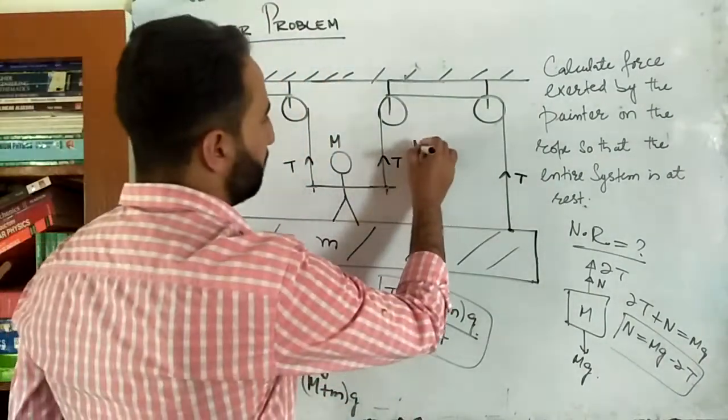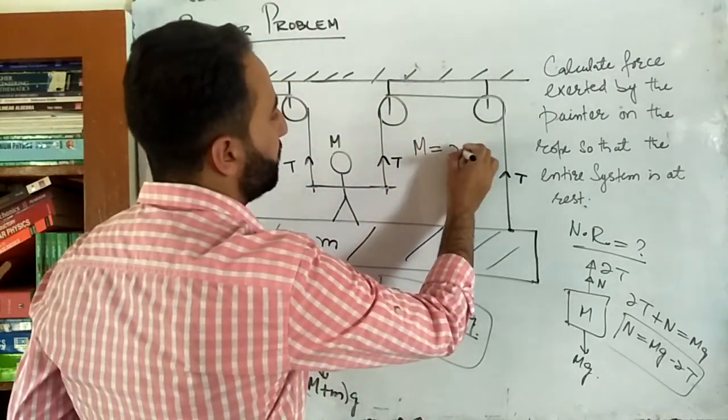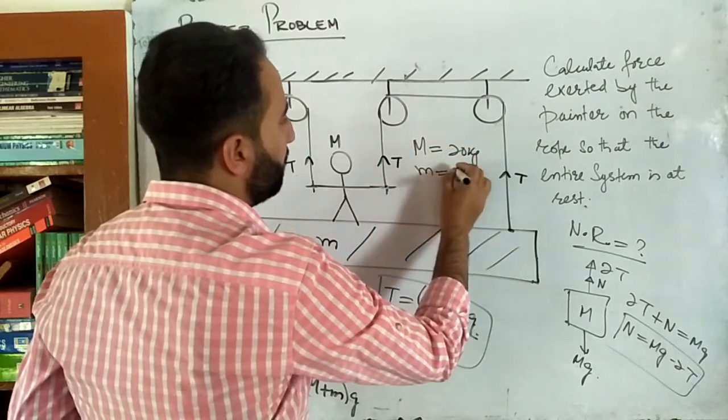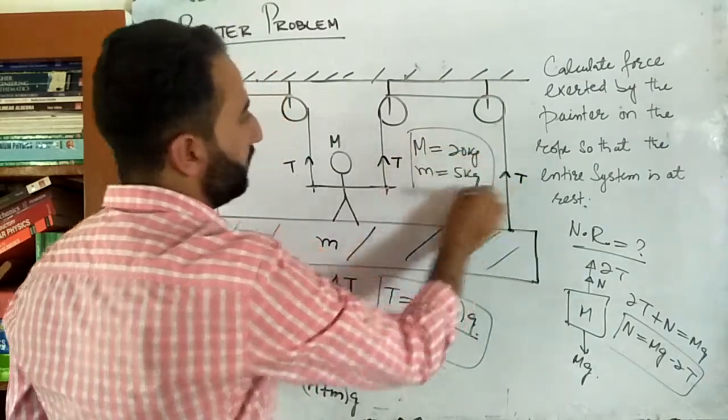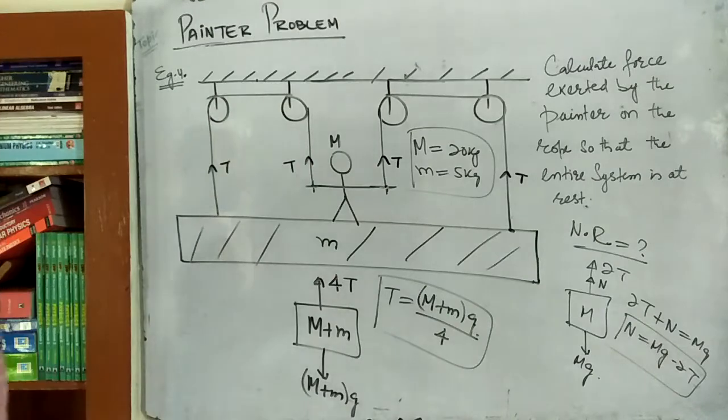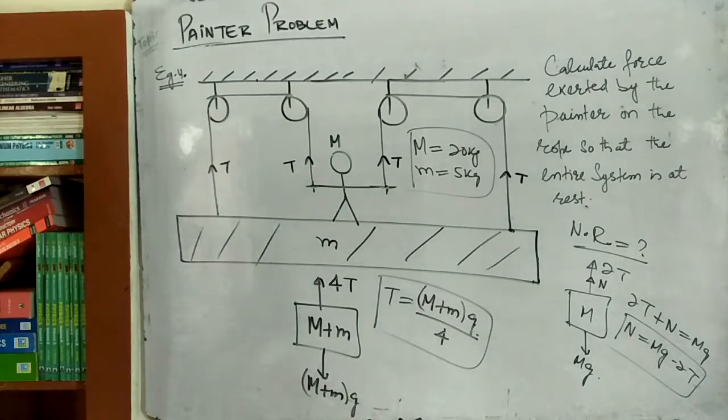Suppose it is given to you that capital M is equal to, let's take it, 20 kg, and small m equal to 5 kg. Do this yourself. Substitute values and calculate tension and normal reaction. Easy. Pause the screen, write it down.